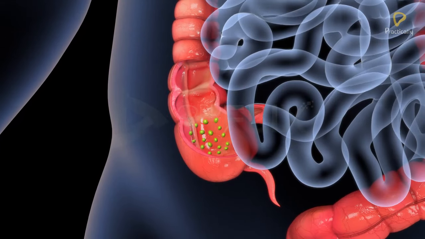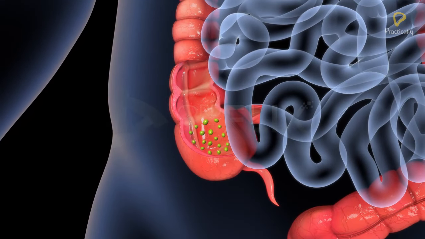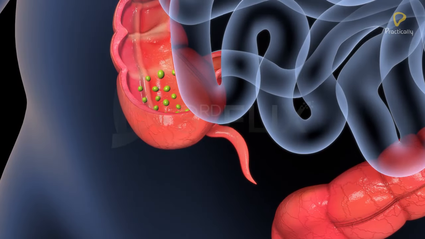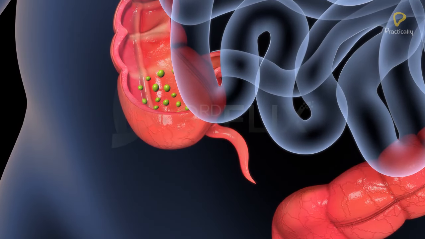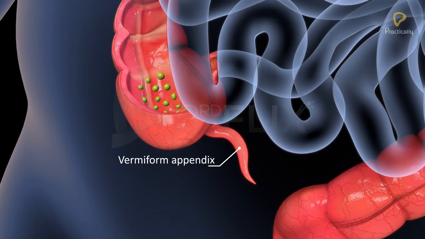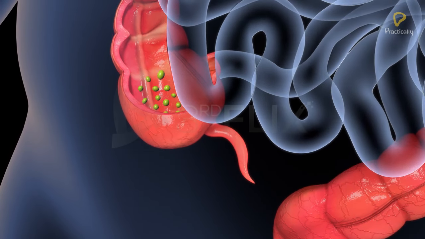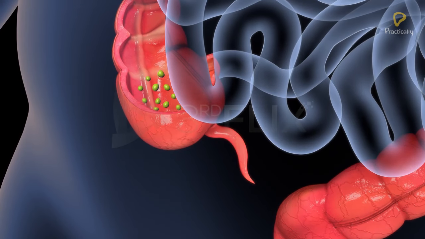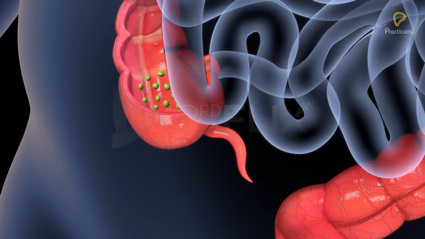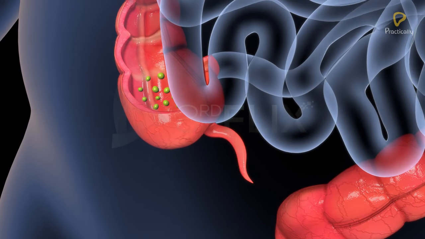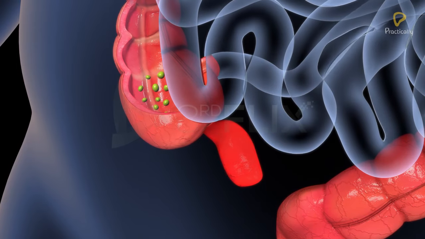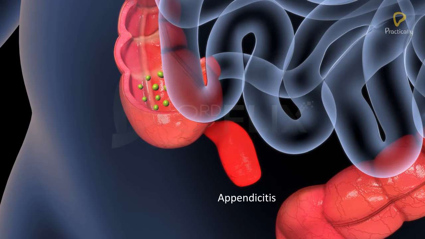The cecum is a small blind sac which hosts some symbiotic microorganisms. A narrow, finger-like tubular projection called the vermiform appendix arises from the cecum. It is a vestigial organ. Its wall contains prominent lymphoid tissue. It is considered the abdominal tonsil. The inflammation of the vermiform appendix is called appendicitis.